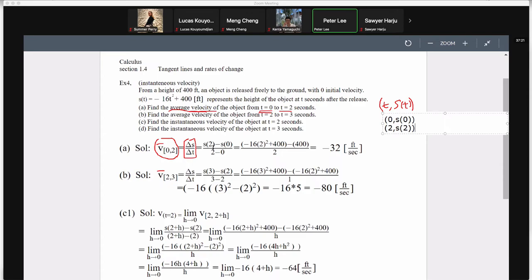S of 2 is equal to minus 16 times 2 squared plus 400. And then minus s at 0, which is 400. And so over 2, we now get minus 32. So the velocity is actually minus 32. Why is it minus? What's the meaning of this minus here?